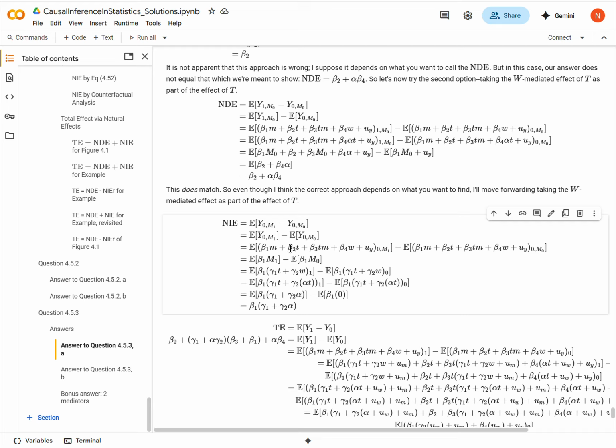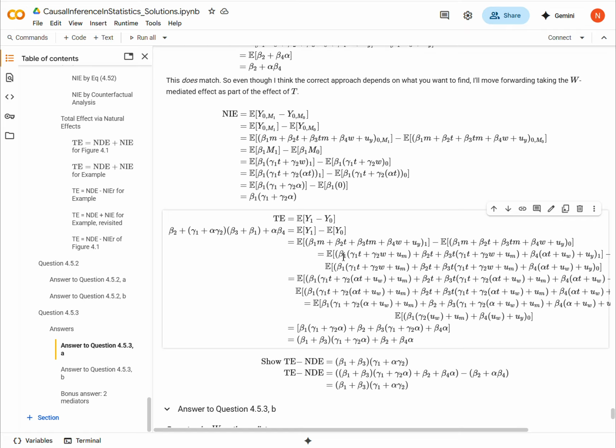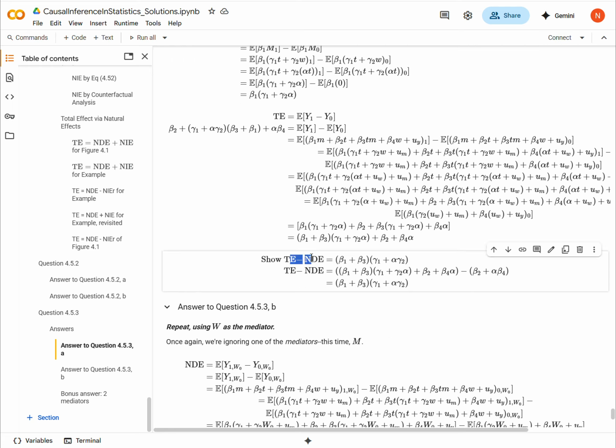And so again, you can march through that math there. And then for the total effect, this is just the expected difference of y when we allow treatment to go from 1 to 0, allowing the mediators to vary as they would when treatment equals 1 and treatment equals 0. Again, you can march through all of that math there. And then finally, we're supposed to show that the total effect minus the natural direct effect equals this, which is very basic, because here's the expression for total effect, and here's the expression for natural direct effect. And you see that they just work perfectly.